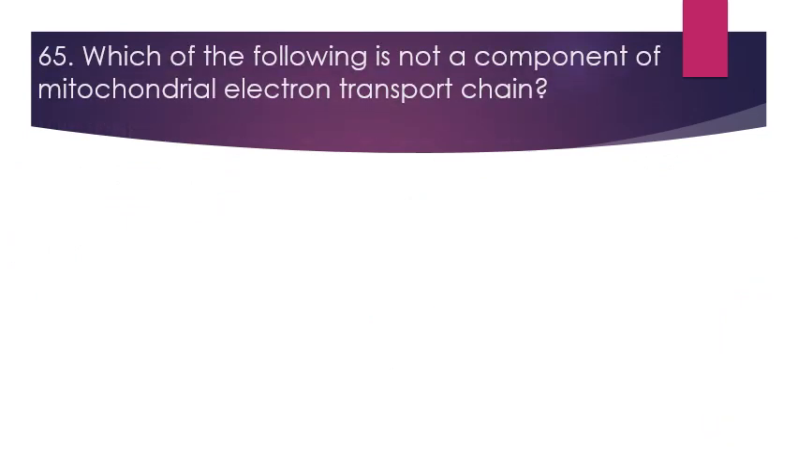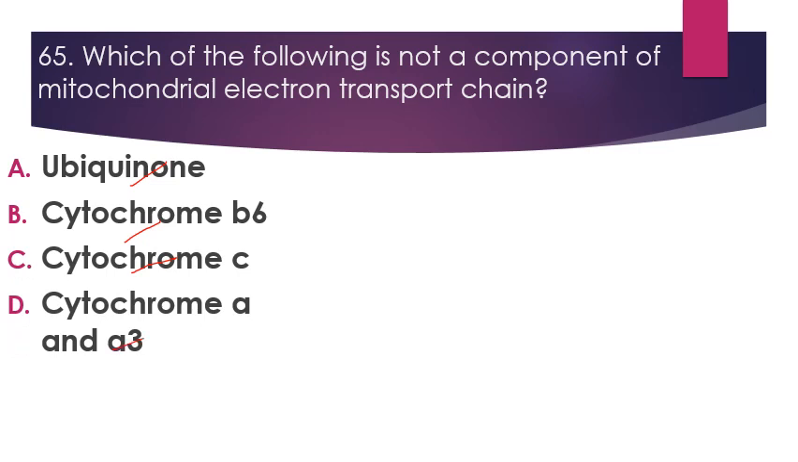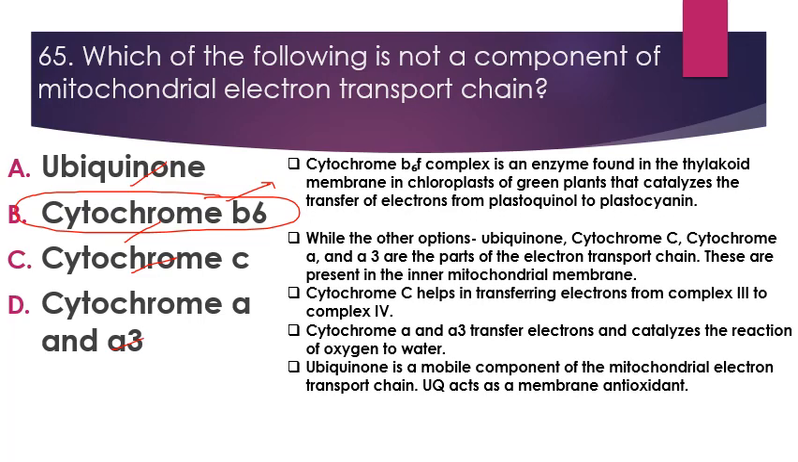The next question is, which of the following is not a component of mitochondrial electron transport chain? Our options are ubiquinone, cytochrome B6, cytochrome C, or cytochrome A and A3. So its right answer is cytochrome B6. This cytochrome is involved in light reaction. It is not involved in mitochondrial electron transport chain. So cytochrome B6F complex is an enzyme bound to the thylakoid membrane. It is found in chloroplast of green plants and catalyzes transfer of electron from plastoquinone to plastocyanin. While other options, like ubiquinone, cytochrome C, cytochrome A and A3, are part of the mitochondrial electron transport chain, and these are present in the inner mitochondrial membrane.